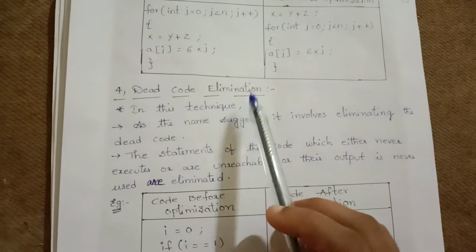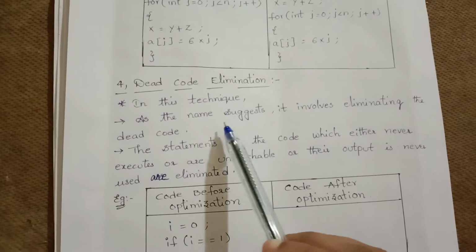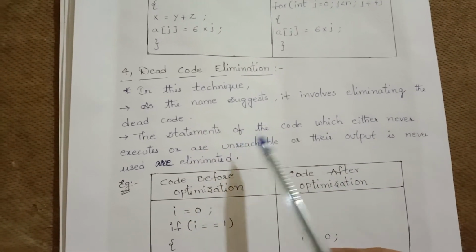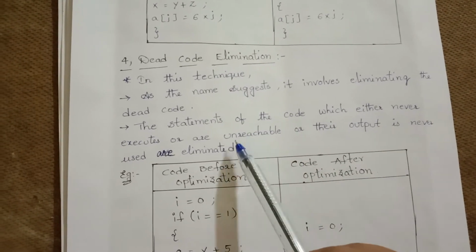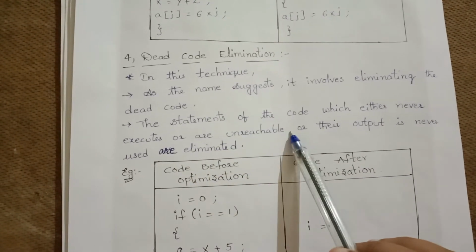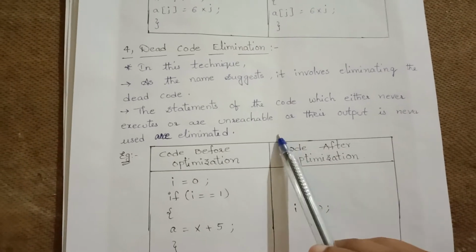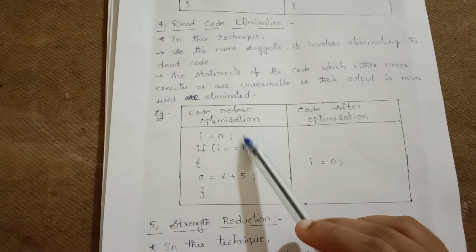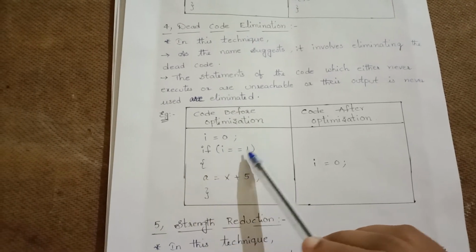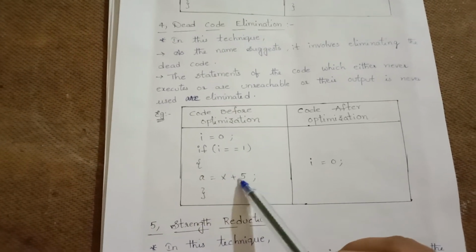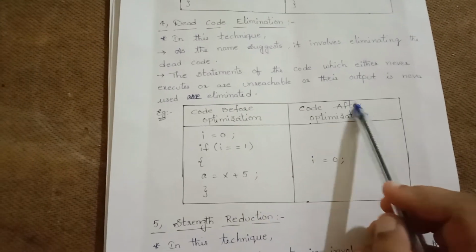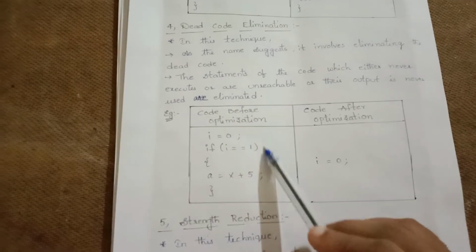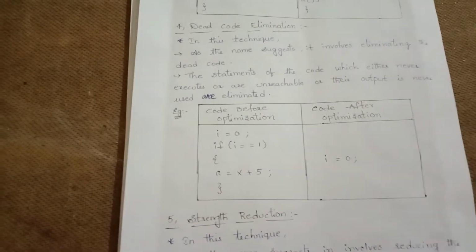And next one is dead code elimination. In this technique, as the name suggests, it involves eliminating the dead code. The statements of the code which either never execute, are unreachable, or their output is never used are eliminated. So this is the code before optimization: I is equal to 0, if I equal to 1, then A is equal to x plus 5. The code after optimization is I is equal to 0. So here the code which is not used is eliminated.